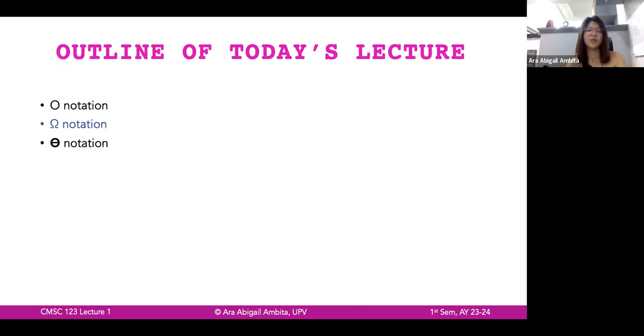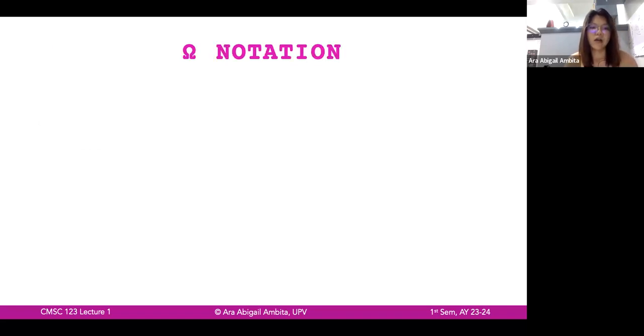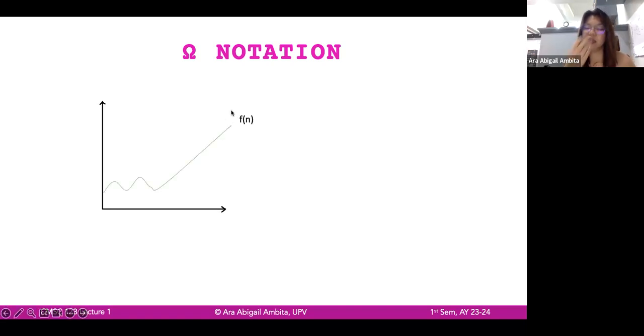Okay, so I guess we can now move on to big omega notation. So what is the big omega notation? Okay, so let us see first a graph. So assuming that we have a certain function f of n, and then after some input size n naught, we can see that we have this function cg of n, which is being bounded by a function f of n.